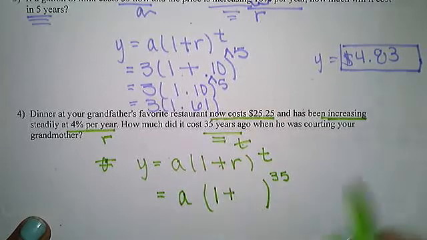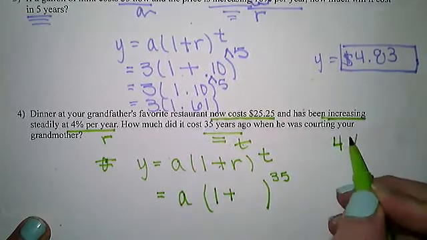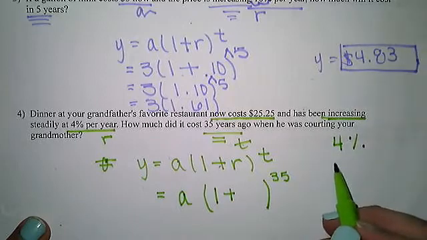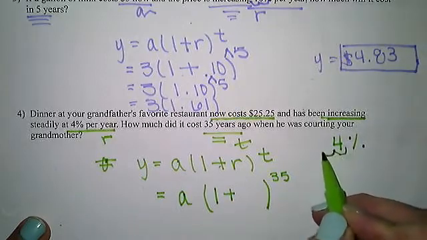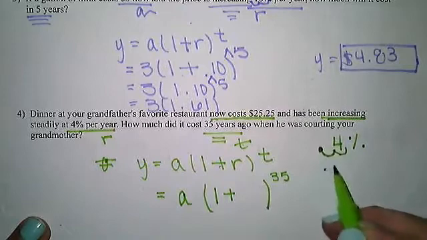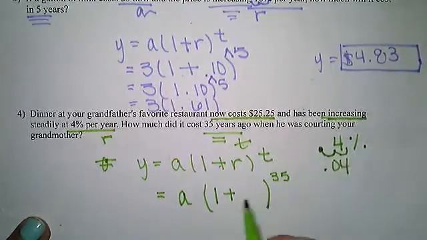So we don't know A. We do know the rate is 4%. It was increasing 4%. So that is 0.04. We got to add a 0 in there.